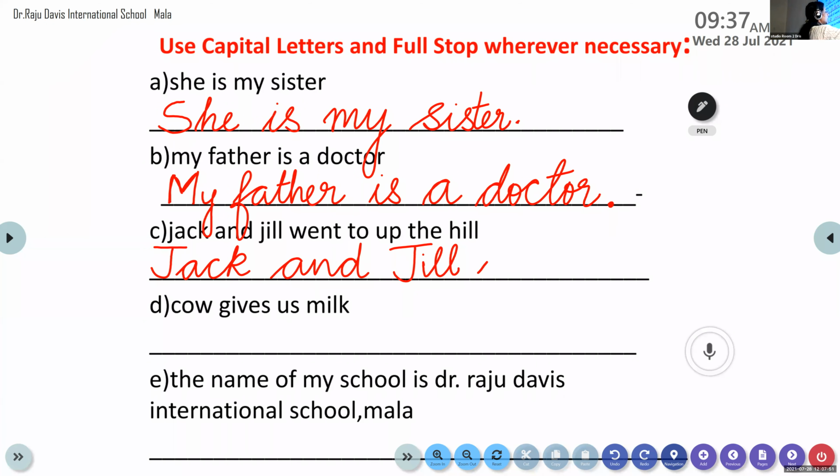Went up the hill. Okay, so went up the hill. What we have to do here is end the sentence, to show the sentence is over, using a full stop.